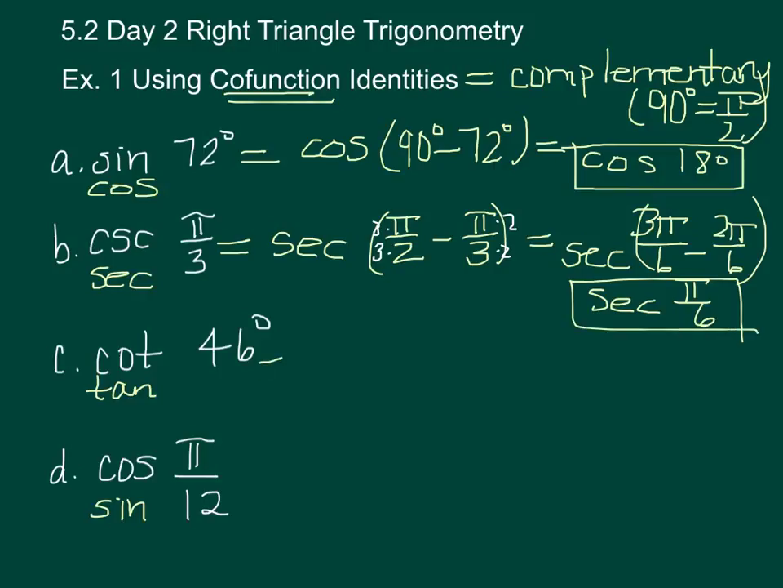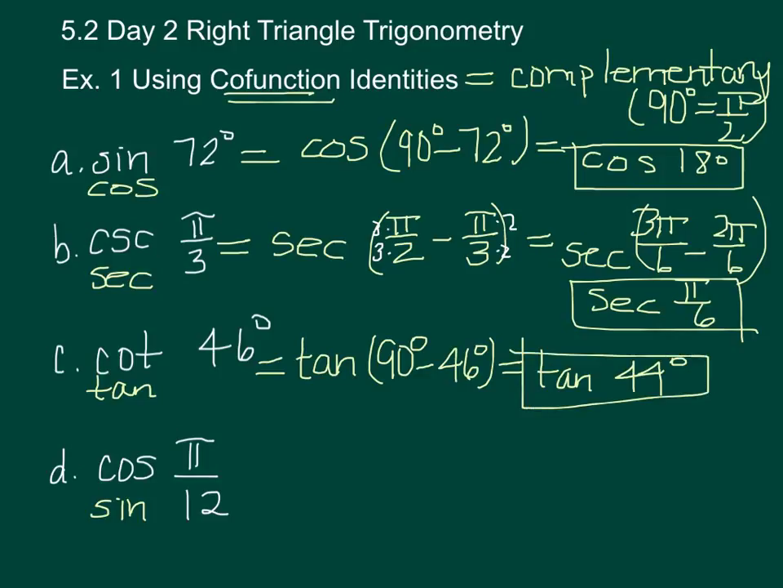Part C. The complementary angle to cotangent is tangent. This one is in degrees, so we just do 90 degrees minus 46 degrees. And that would be tangent of 44 degrees.